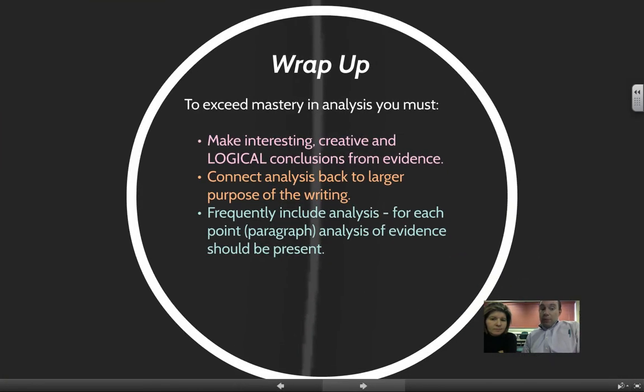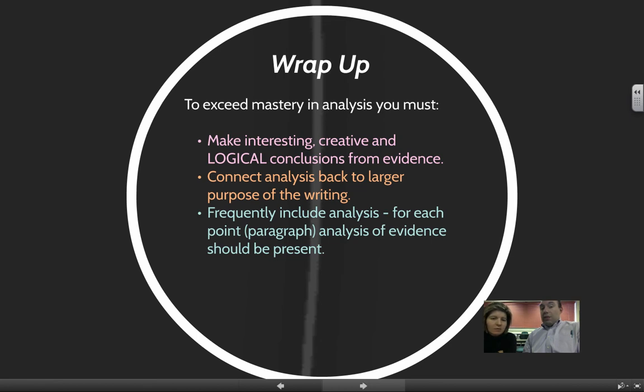To wrap things up, to exceed mastery in analysis, you must do these things. You need to make interesting, creative, and logical conclusions from the evidence. We should see some good, higher-level thinking. And that logic needs to always go back again to your thesis. The way you present the facts and the evidence should show that you're thinking logically about whatever it is that you are saying in your paper.